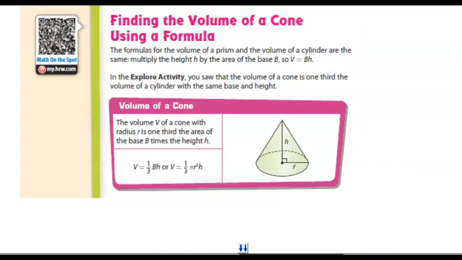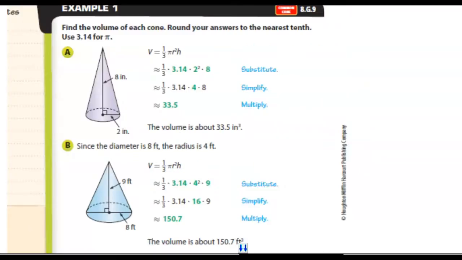So in the Explore activity, we saw that the volume of a cone is 1/3 the volume of the cylinder with the same base and the same height. So let's find the volume of this cone. So we have a cone that has a circular base with a radius of 2. So there's my radius. And then it has, from the point directly down to the center of the circle, a height of 8.